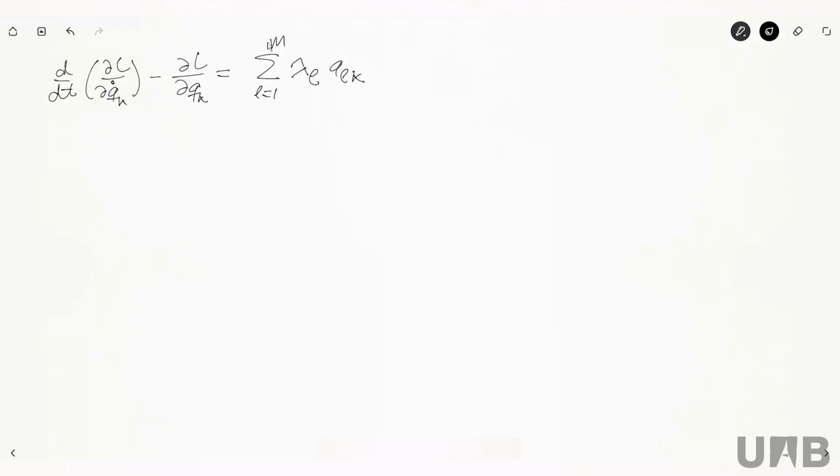Now, these are the equations that I have to solve. This is not a Q, this is an A, a_lk. This is for k from 1 up to N. It is an equation for each generalized coordinate, q_k.